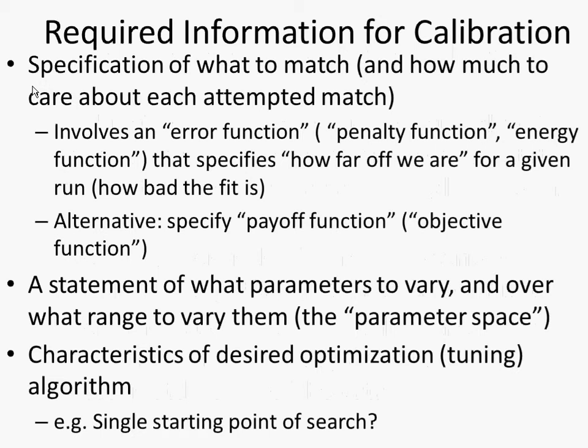So, information required for calibration in AnyLogic and other packages includes specification of what to match, what you are trying to match up, and then some sort of error function or discrepancy function or penalty function or energy function that specifies how far off we are, or a payoff function or objective function that specifies how good a match is. It also includes a statement of what parameters to vary, over what range to vary them, and any constraints associated with that, and then characteristics of a desired tuning algorithm.